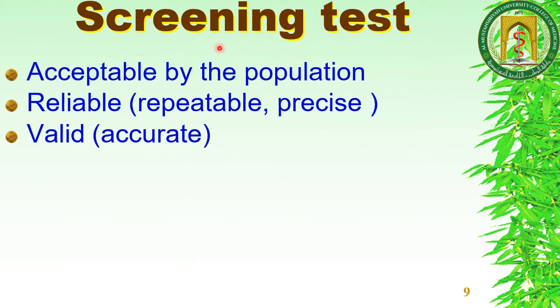The criteria of a good screening test include, first, acceptability. Because if people reject or do not accept the test, the screening program will fail. We are screening a community, a large number of people. Second, screening tests should be reliable. The results should be precise, stable, not change when we repeat screening. In addition, they should be telling the truth. They should be valid. They should be accurate.